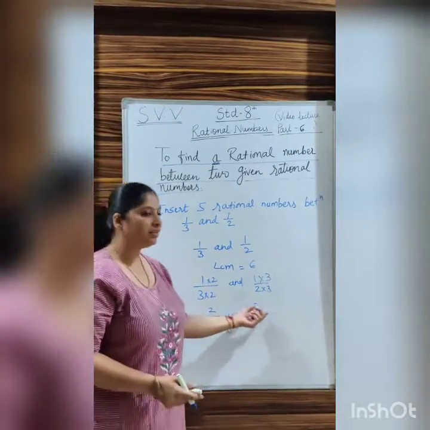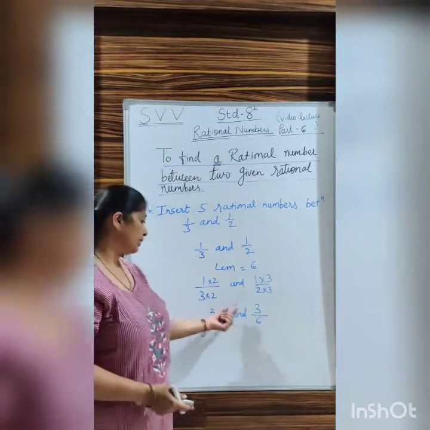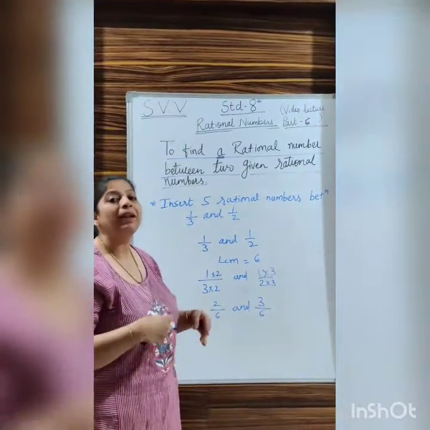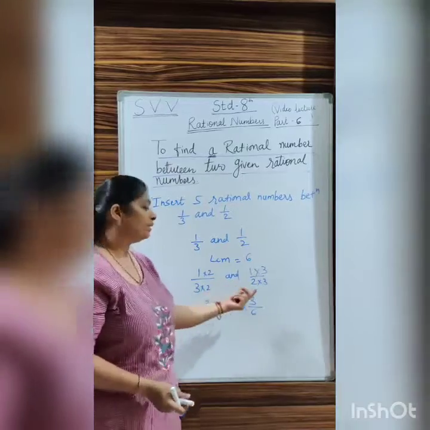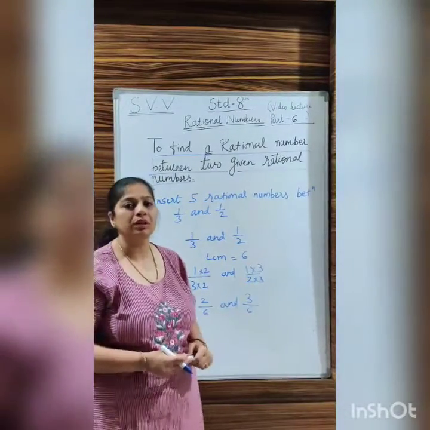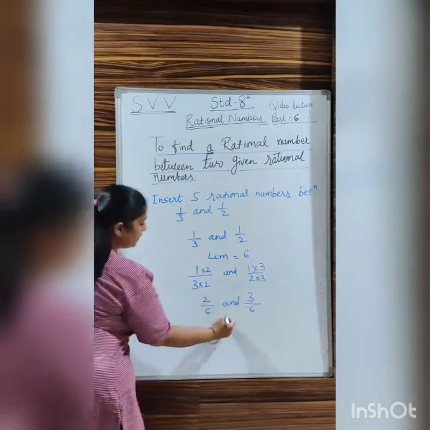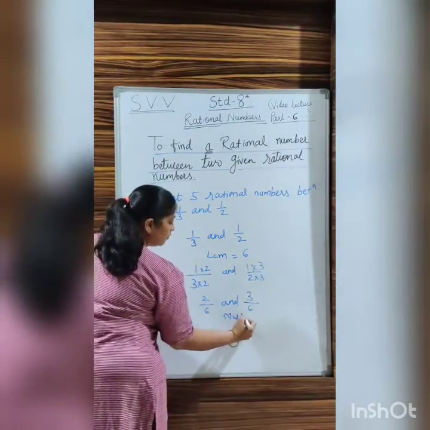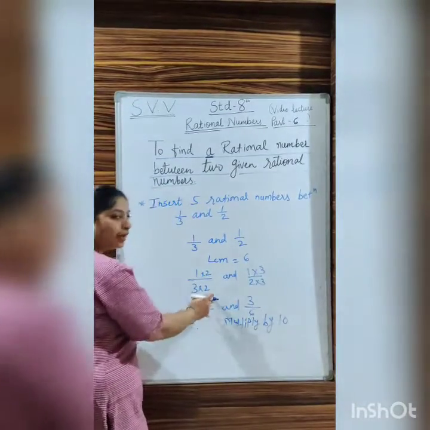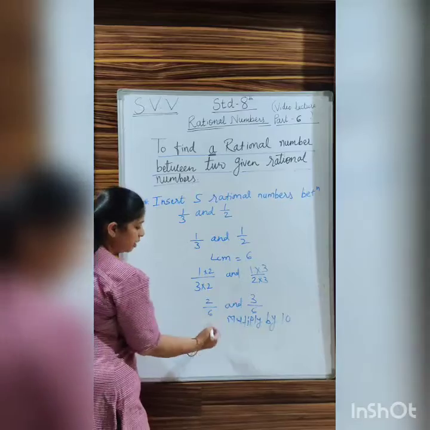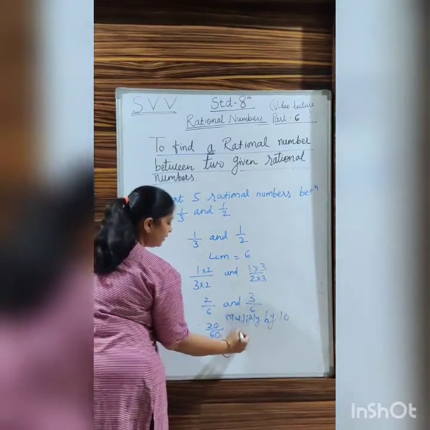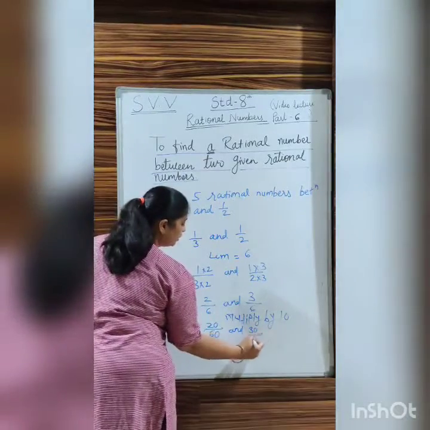Now 2 by 6 and 3 by 6, if you will see, there is no rational number between 2 and 3. Now we have to multiply some more to the numerator and the denominator, so there will be a gap between these two given rational numbers. Suppose I will multiply by 10 to both the rational numbers, to its numerator and the denominator. So this number will become 20 upon 60 and it will become 30 upon 60.